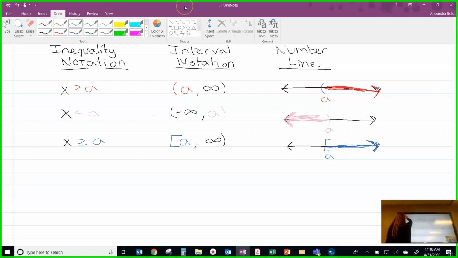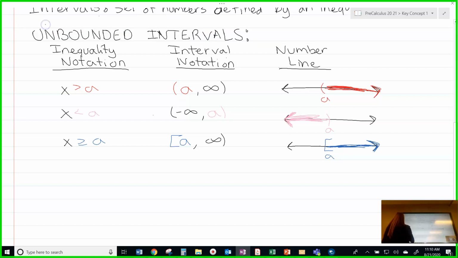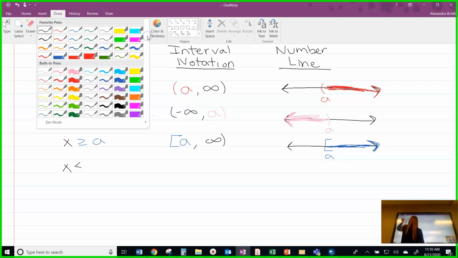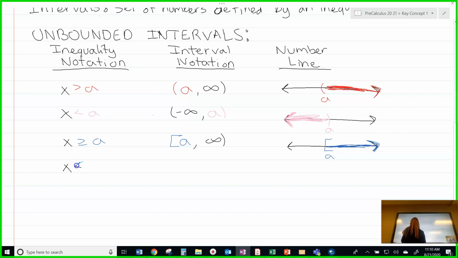Our last one, x is less than or equal to a. Especially in remote learning, I'm trying to be super good about using correct colors so we can see where everything comes from. X is less than or equal to a.